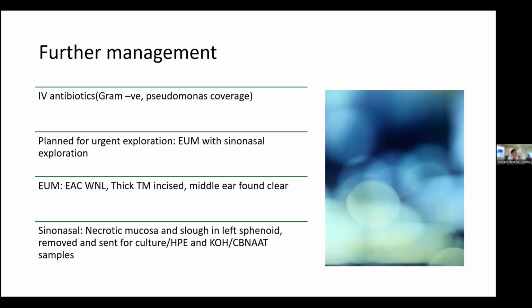So what about the ear? Let's say you're not able to see any granulations there. Do you want to do something for the ear as well? As probably sir said, a myringotomy. You said that you were not convinced about it. No, it's not. But a thick DM.